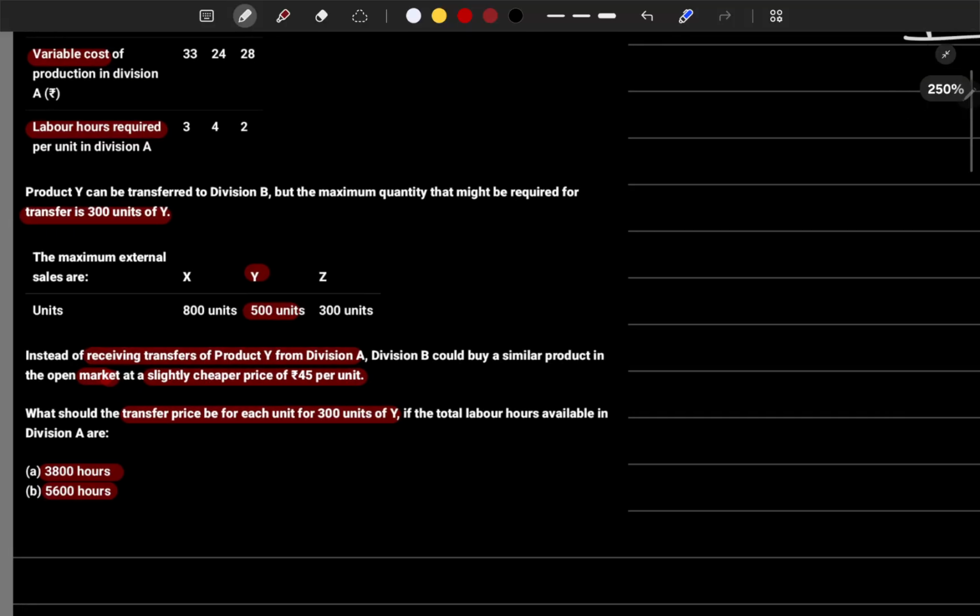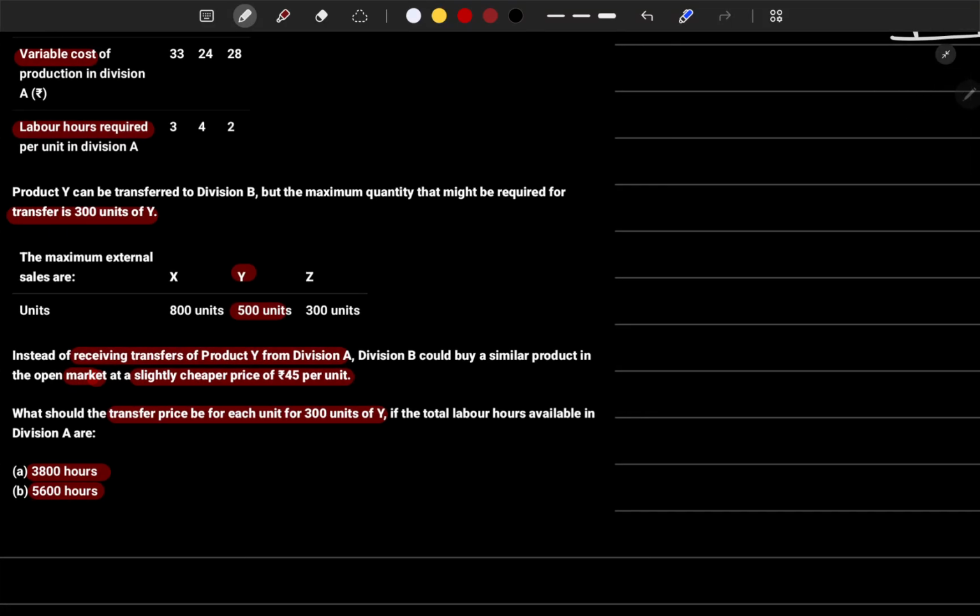Let's quickly calculate how many total hours are required to produce all the demanded units. All the demanded units: 800 into 3 is 2400, 500 into 4 is 2000, 300 into 2 is 600. Total 2400 plus 2000 plus 600, which is 5000. So 5000 hours are required to satisfy all the demand.